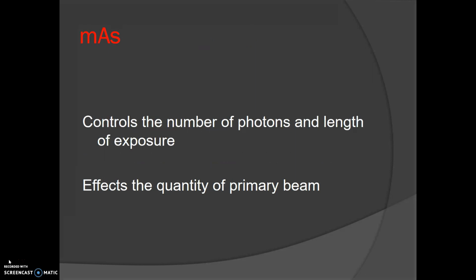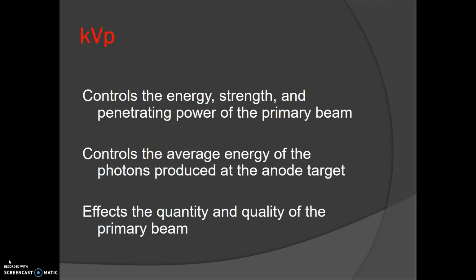Mass controls the number of photons and the length of exposure. It also affects the quantity of the primary beam. KVP controls the energy, strength, and penetrating power of the primary beam. It controls the average energy of the photons produced at the anode target. It also affects the quantity and quality of the primary beam.